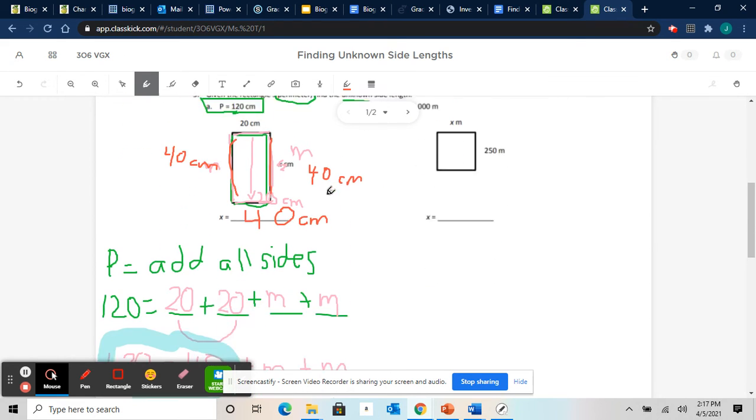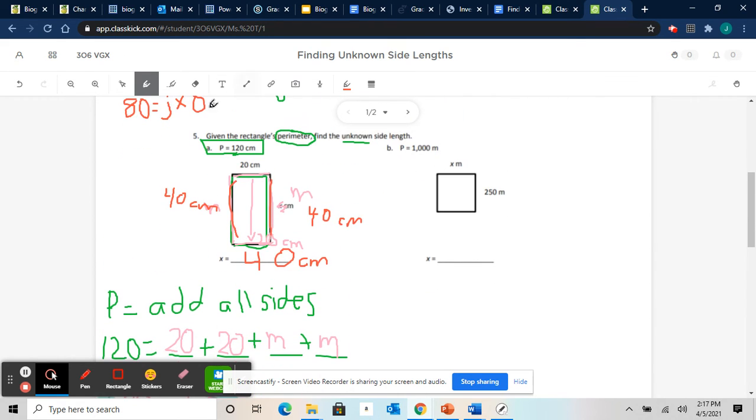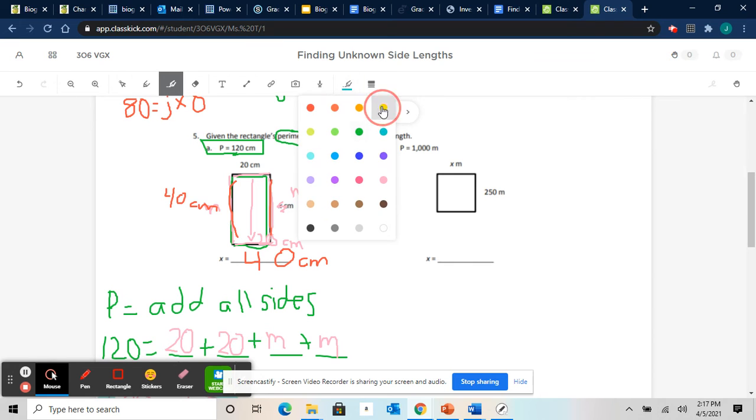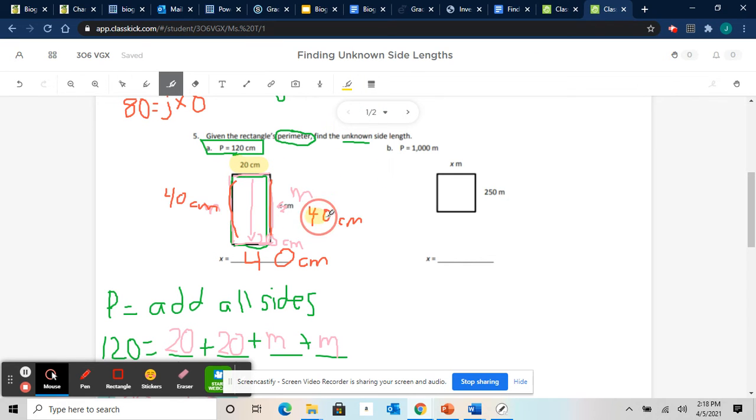To double check that you're correct, if you're talking about perimeter, that means that when you add all the sides, so this side plus this side plus this side plus this side, I should get a total of 120 centimeters. 20 plus 20 is 40. 40 plus 40 is 80. 80 plus 40 gives me 120. I am correct. Now let's look at the next one.